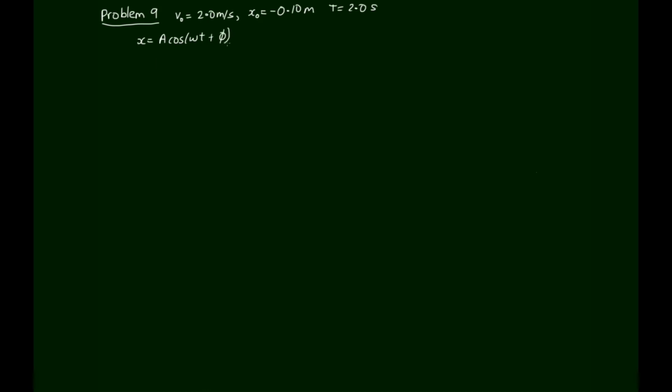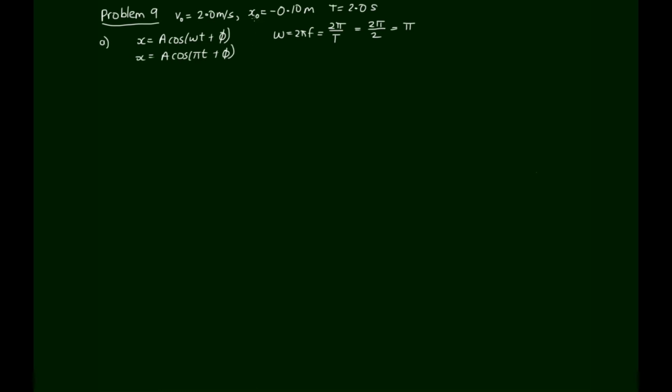And we're going to want to find out as many of these things as we can. So omega is fairly easy. Omega is equal to 2 pi f. So that's equal to 2 pi over the period, because the period is the inverse of the frequency. So that's 2 pi over 2, and so that is equal to pi. And so we have x is equal to A cos(pi t plus phi). Now we want to work out what the amplitude is. That's part A. And to do that, we'll probably need to work out what this phi is.